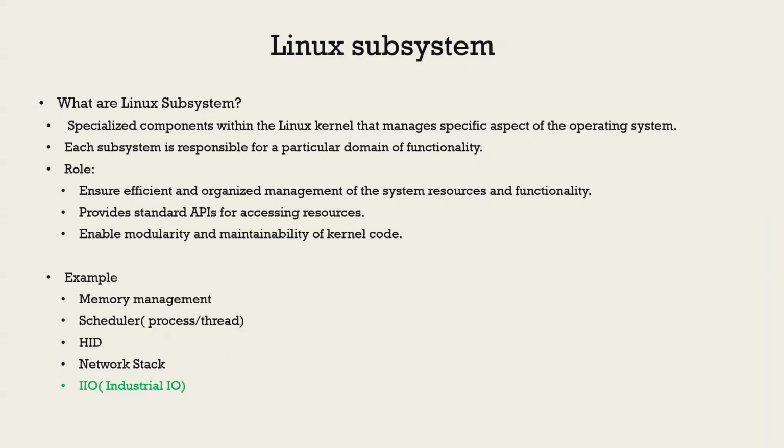When we talk about user space, we talk about applications, like web browsers: Mozilla, Google Chrome, or Internet Explorer. These are different applications in user space. But when we talk about the Linux kernel, we talk in terms of subsystems, like memory management, the scheduler, the HIDs, the networking stack, process management, and IIO. IIO is also one subsystem there.